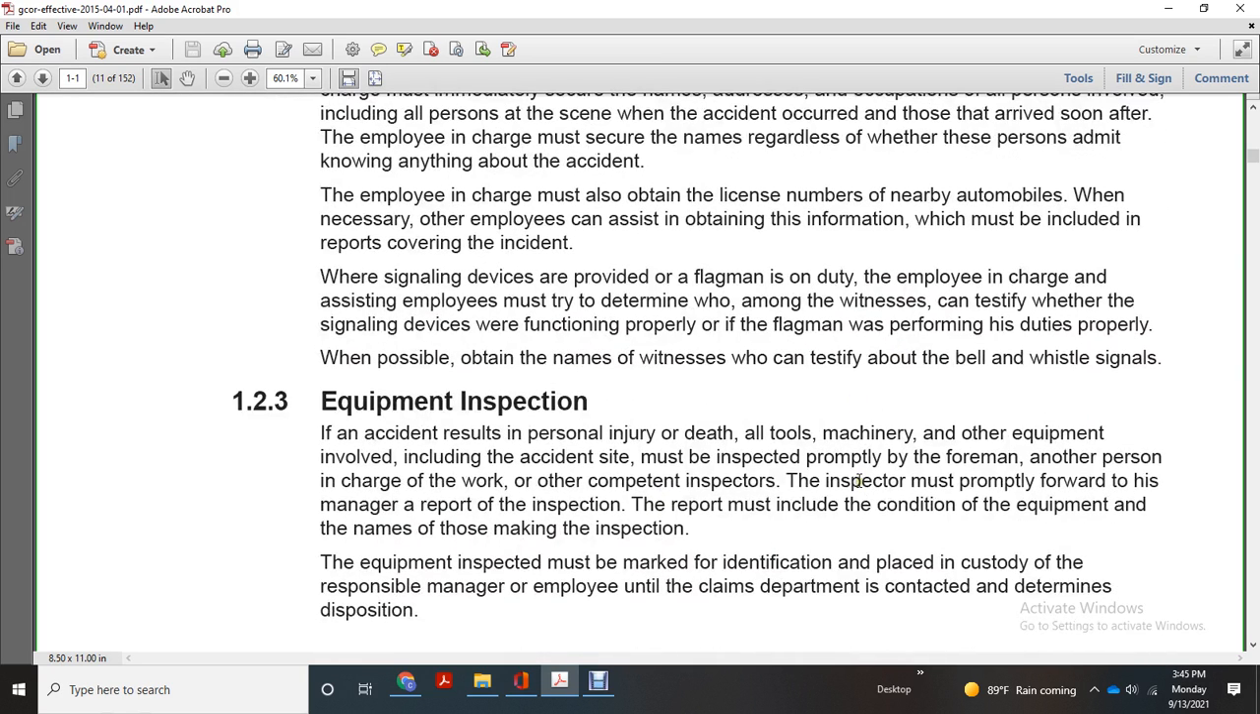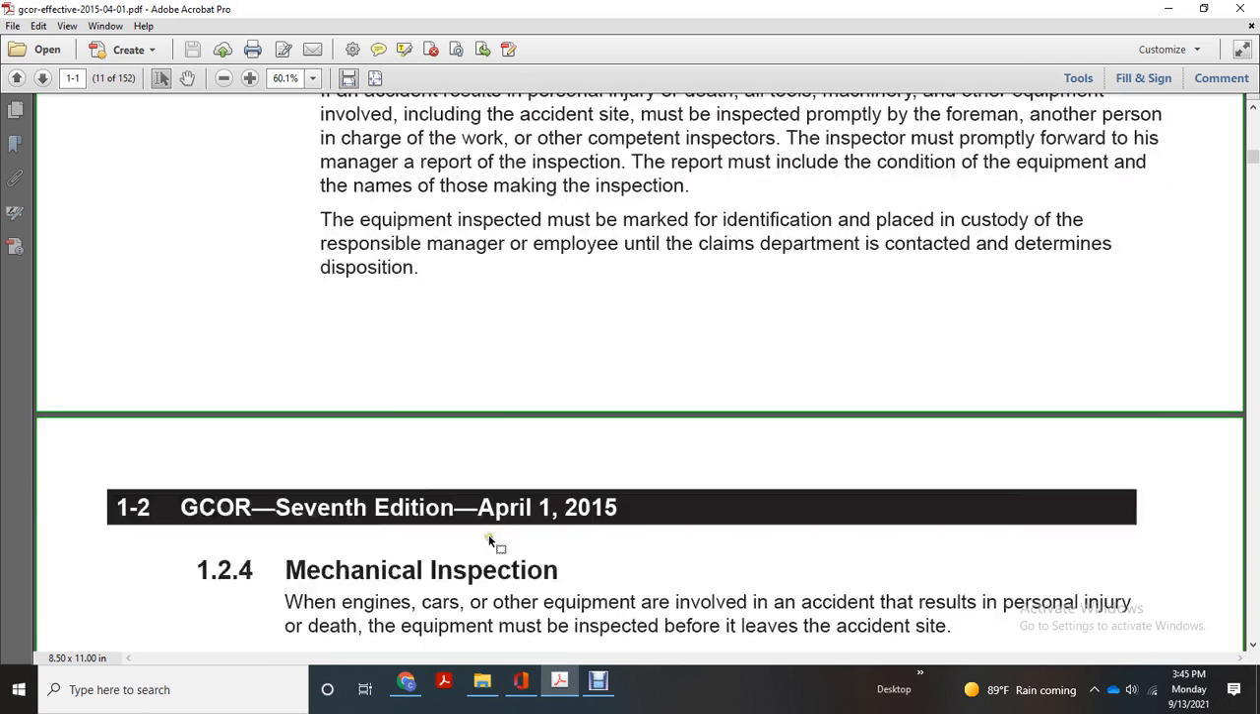Equipment inspection. After an accident resulting in personal injury or death, all tools, machines, or other equipment involved at the accident site must be inspected promptly by the foreman or another person in charge of the work, or another competent inspector. The inspector must promptly forward the report to his manager. The inspection report must include the condition of the equipment and the names of those making the inspection. Equipment must be marked with identification and placed in the custody of the responsible manager until the claim department is contacted to determine the disposition.